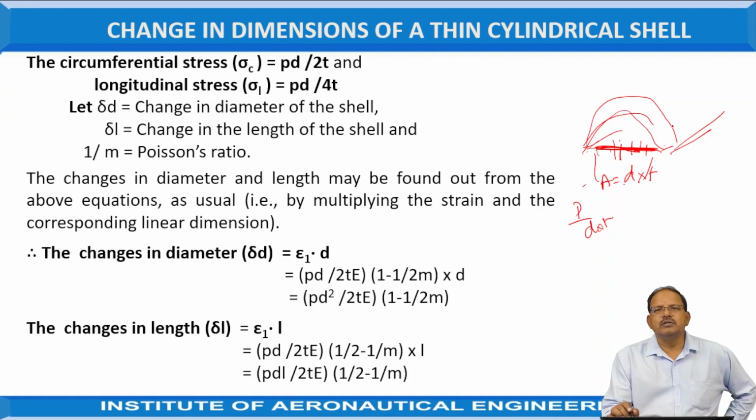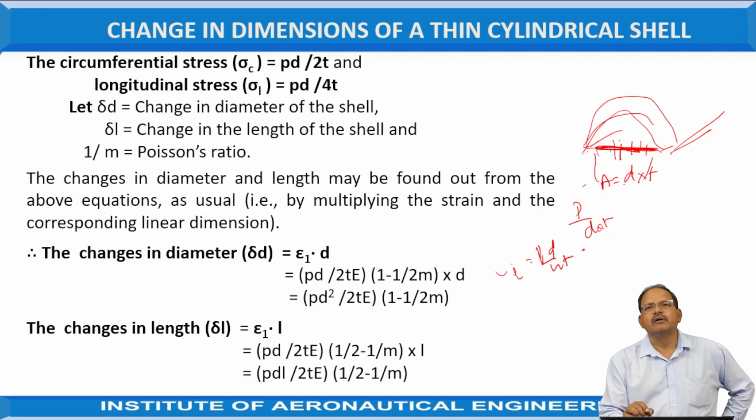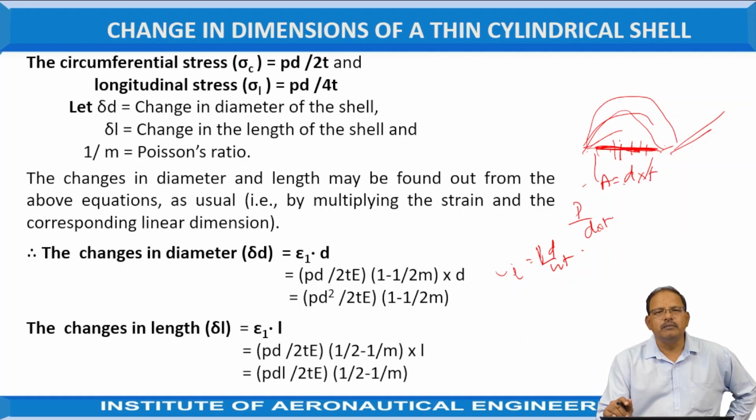The second one is longitudinal stress. The longitudinal stress is given by sigma L equal to PD divided by 4T. Because of the stresses which are inducing, one is circumferential stress as well as one more longitudinal stress, the dimensions also change in the direction the stresses are acting. Let delta D represent the change in diameter of the shell, delta L the change in length of the shell, and 1 by m the Poisson ratio.